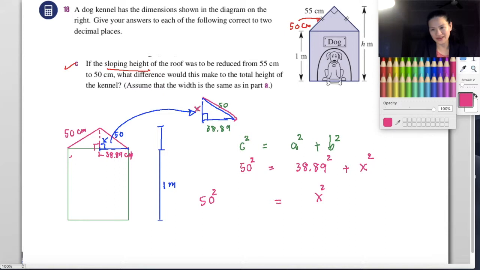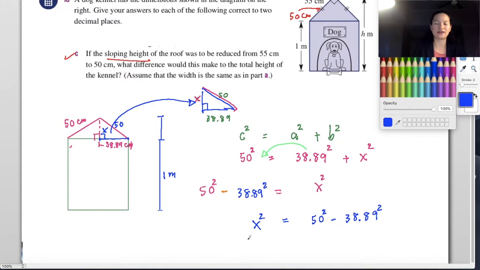x squared equals 50 squared. You move this number to the other side of the equation, and from positive it has to turn negative: 38.89 squared. Okay, let me write it properly. So x squared equals 50 squared minus 38.89 squared. I just use the calculator, it's very quick.